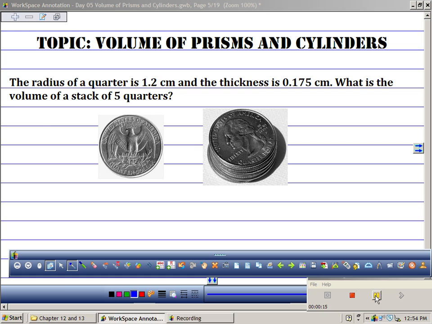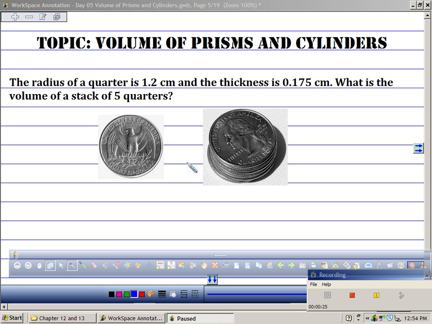That's better. Okay, so let's look at this problem. The radius of a quarter is 1.2 centimeters, and the thickness is 0.175 centimeters. That's actually true because I looked it up to make this problem. What is the volume of a stack of 5 quarters? Tell me what to do.